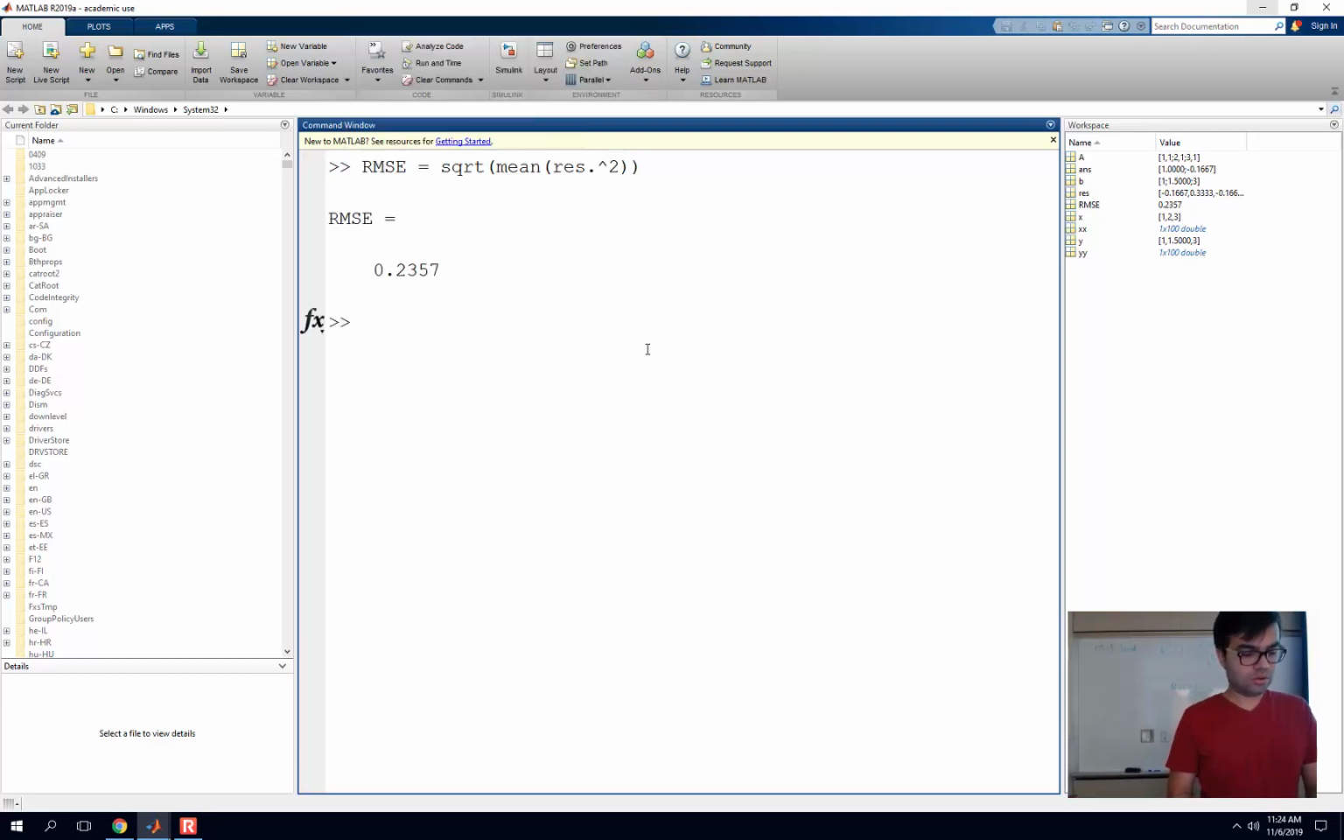R squared, I call it R2, is 1 minus sum of residuals dot to the power of 2 divided by sum of y minus mean of y dot to the power of 2.